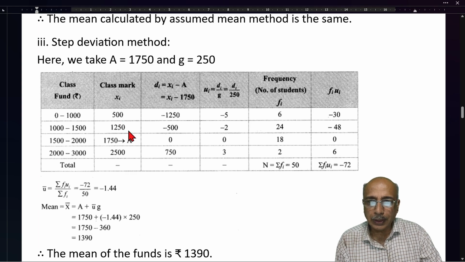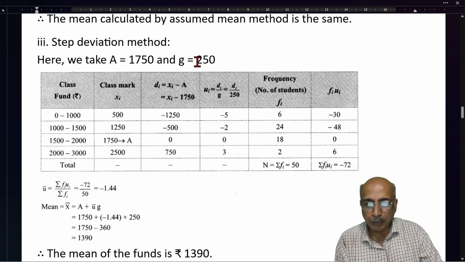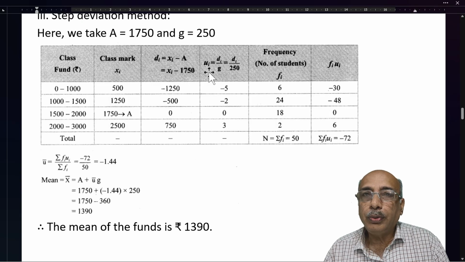Same problem is taken here. Now in the step deviation method, here we take the assumed mean as 1750 and g. What is g will come across? Class interval is given. Class mark xi, assumed mean we have taken as 1750. So di equals xi minus a, xi minus 1750. Now you know how to calculate ui equals di upon g, where g is 250.